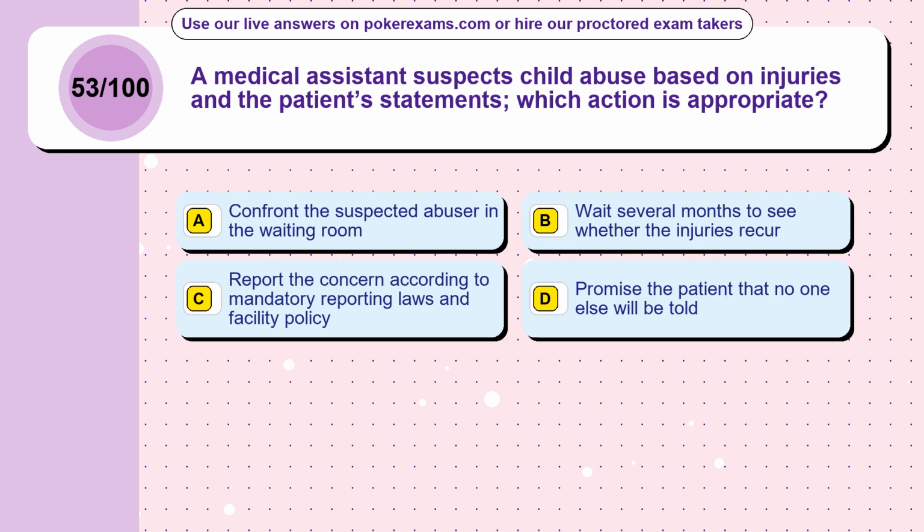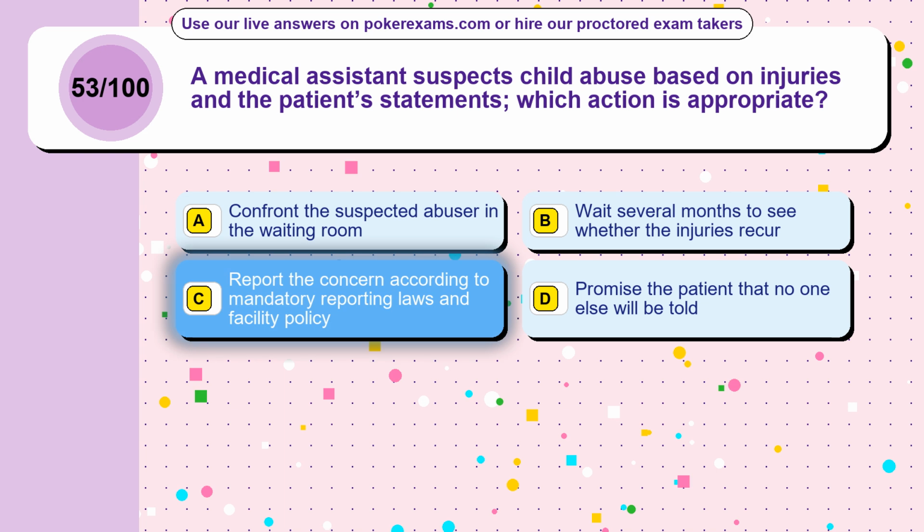Question 53. A medical assistant suspects child abuse based on injuries and the patient's statements. Which action is appropriate? Option A. Confront the suspected abuser in the waiting room. Option B. Wait several months to see whether the injuries recur. Option C. Report the concern according to mandatory reporting laws and facility policy. Option D. Promise the patient that no one else will be told.